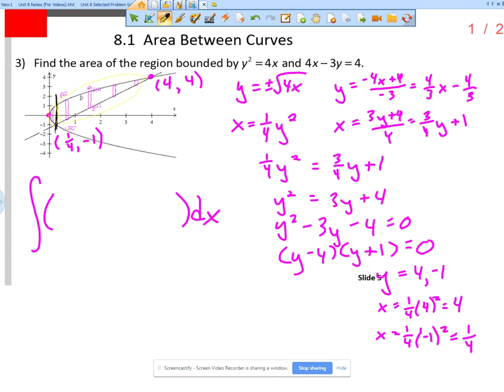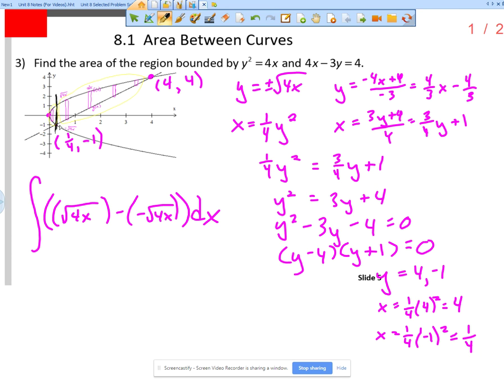Now remember, we take f of x, the upper boundary, minus g of x, the lower boundary. So what is the upper boundary? The upper boundary is the positive root 4x minus the lower boundary. What's the lower boundary? The lower boundary of that little part on the side is actually negative root 4x. I used parentheses around the root 4x and the negative root 4x, but those are not necessary. If you think about it, I'm subtracting a negative, so this becomes root 4x plus root 4x, which is just 2 root 4x.